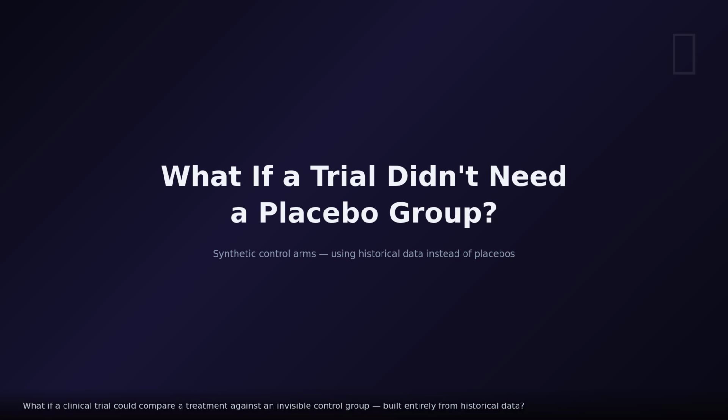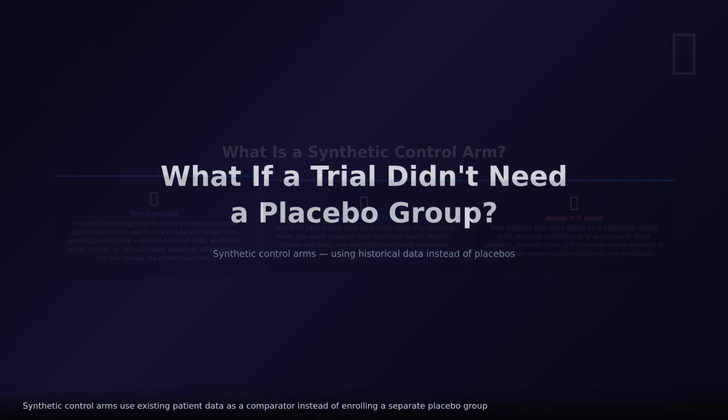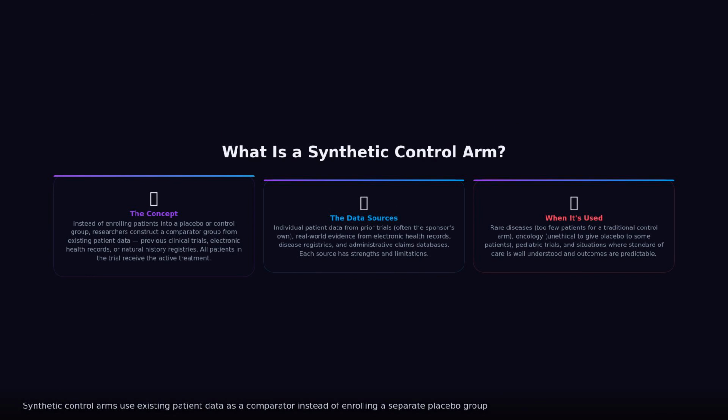historical data, patients with the same disease who were treated in the past, whose medical records are available to serve as a comparator? This is the promise of synthetic control arms, and it is one of the most important innovations in modern clinical trial design. A synthetic control arm is a comparator group constructed from existing patient data rather than by enrolling patients into a separate control arm. The basic idea is simple: all patients in the trial receive the active treatment, and the sponsor uses historical data to estimate what would have happened to those patients if they had not received the treatment.